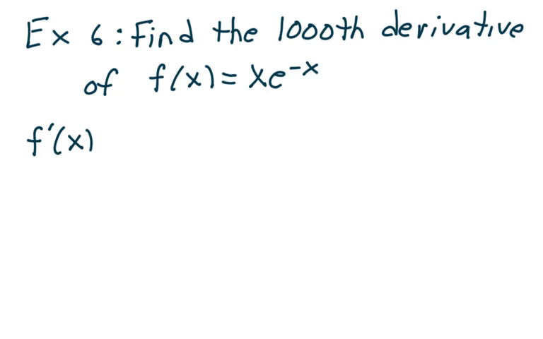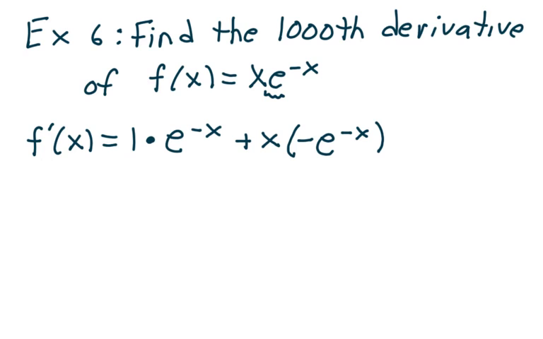So if I start off with the first derivative, I'm going to take the derivative of x, which is 1, and I'm going to multiply by e to the negative x. And then I'm going to add x times the derivative of e to the negative x. So we got to remember that the derivative of e to the negative x is negative e to the negative x. So if I factor out an e to the negative x, I get 1 minus x. So that's interesting.